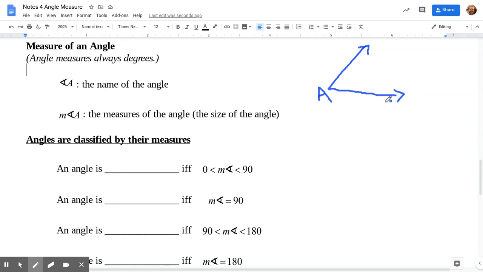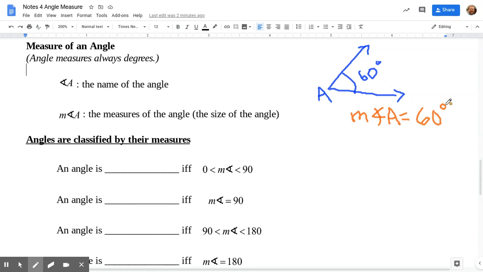It is the object. Now, when we talk about the measure of the angle, essentially what we're talking about is how big of a gap this is. How far apart are these two sides? What's the openness of the angle? So it could be a variety of degree measures. Maybe this one in particular is 60 degrees. And if that's the case, that means that the openness of these two sides is 60 degrees, and that would be the measure of angle A. And so we would show that as the measure of angle A equals 60 degrees.